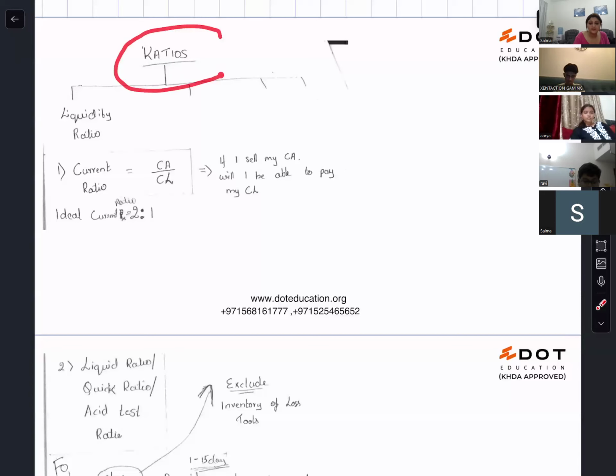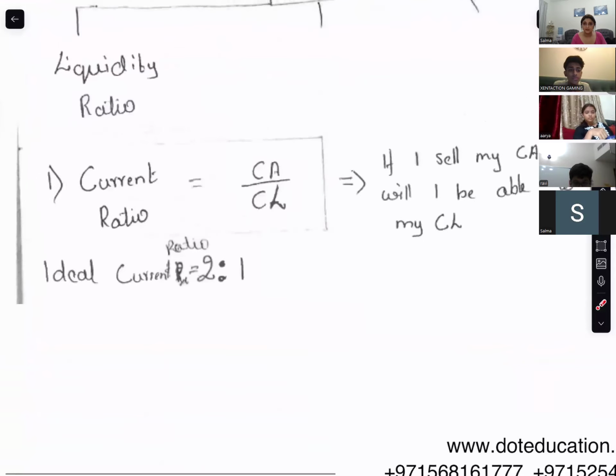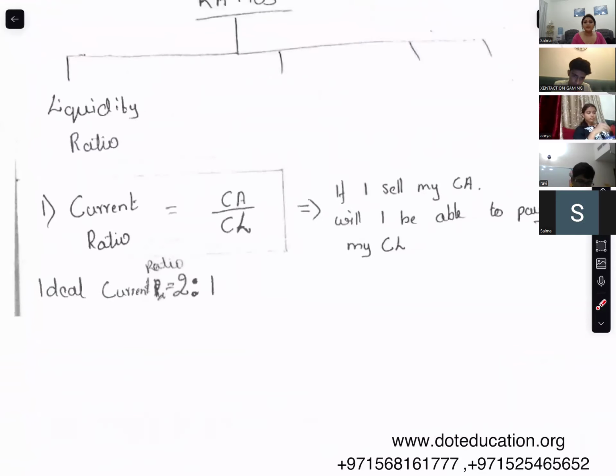First ratio that we're talking about is liquidity ratio. Do you know any liquidity ratio? First liquidity ratio is our current ratio.